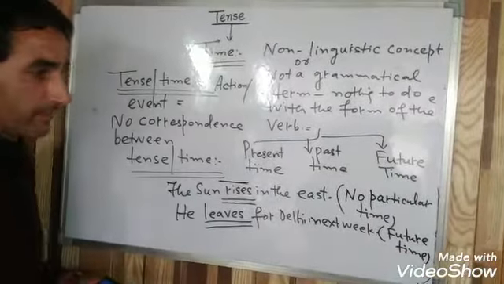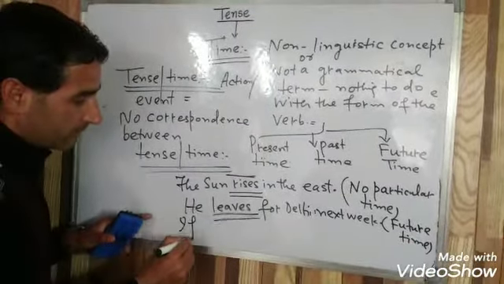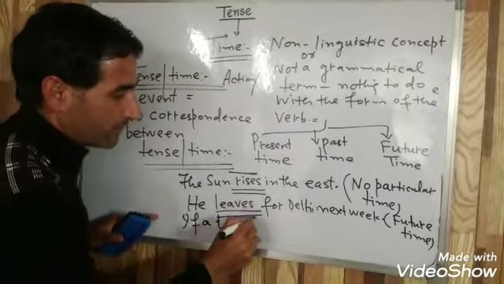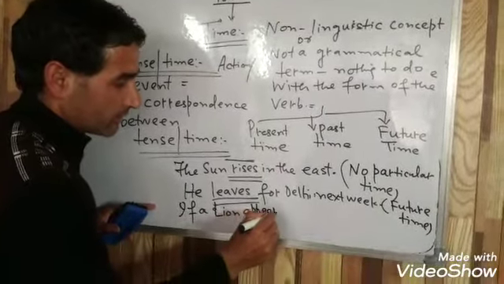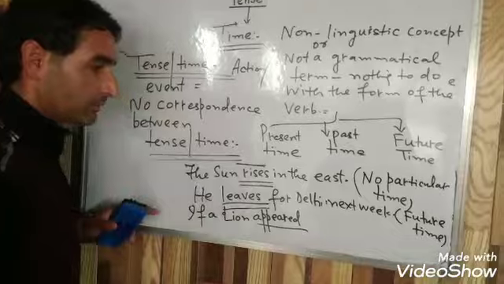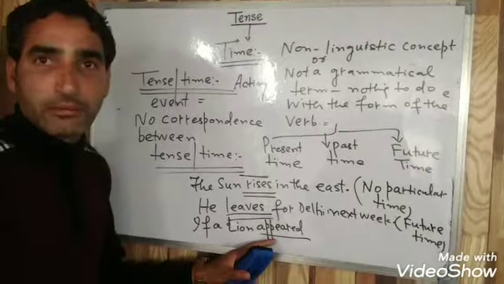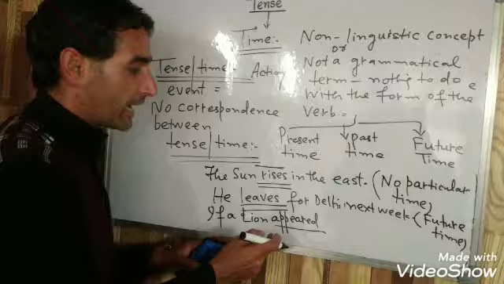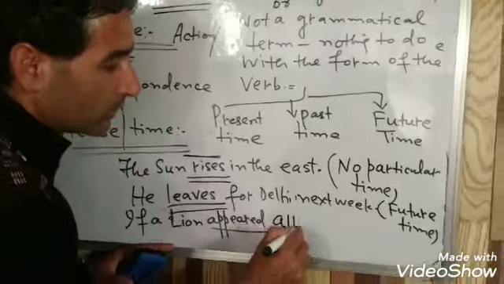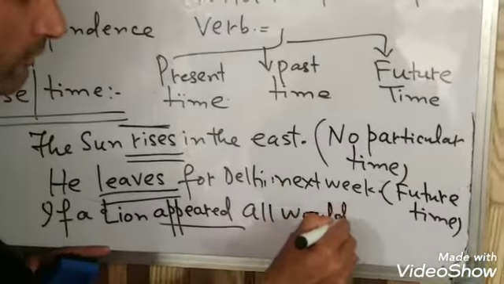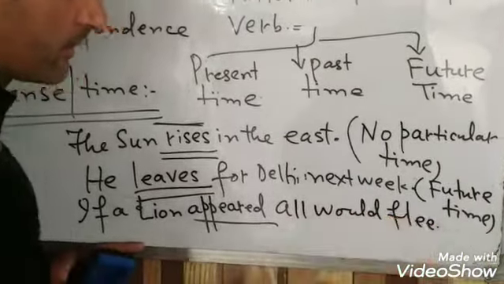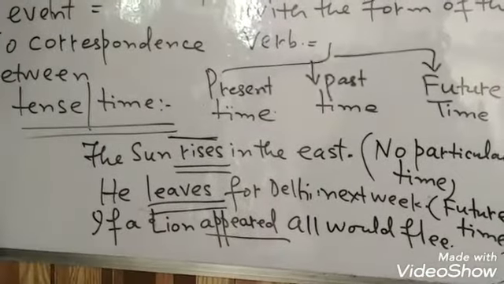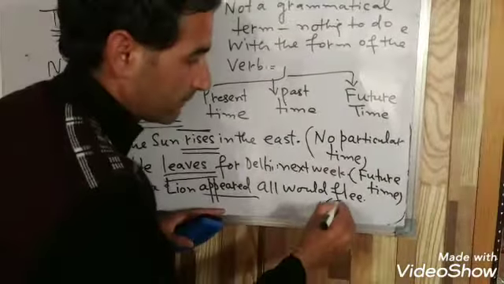Now another example. If a lion appeared, now notice this verb is in past form, then it must show us the past time. But what time does it show? If a lion appeared, all would flee. It shows future time. The verb is in past, but it shows future time.